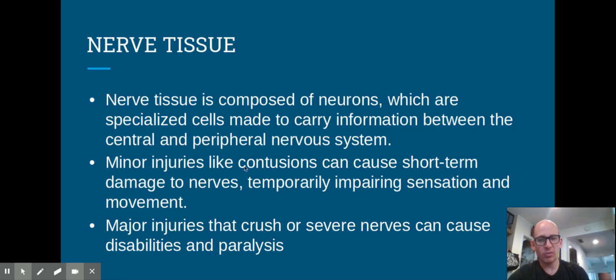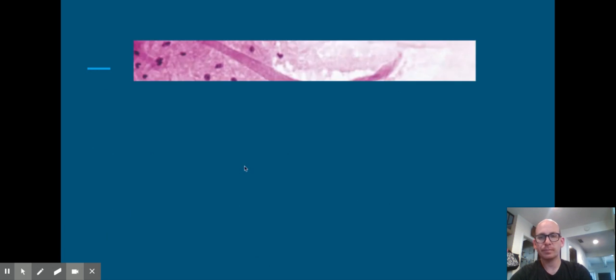If we get major injuries that crush or sever nerves completely, that can cause pretty serious long-term injuries. Nerves are really hard to fix. So if you get severing of the nervous system in the spine, that's going to lead to paralysis, depending on where it is. If it's high up on the spine, it's going to lead to quadriplegia, loss of all limbs. If it's below the arms, paraplegia, which is just loss of legs.